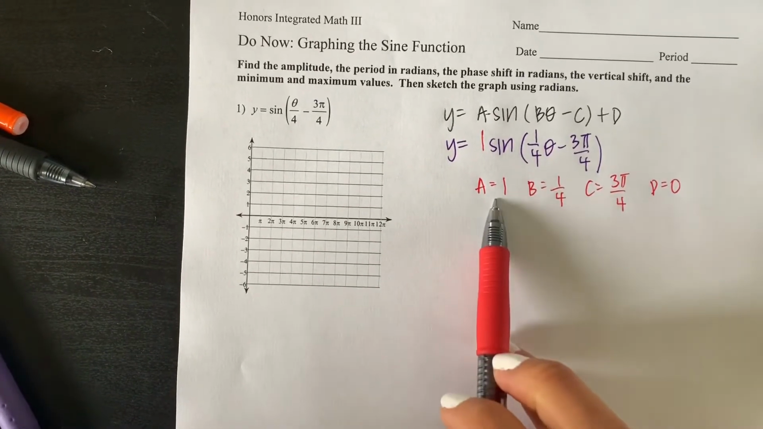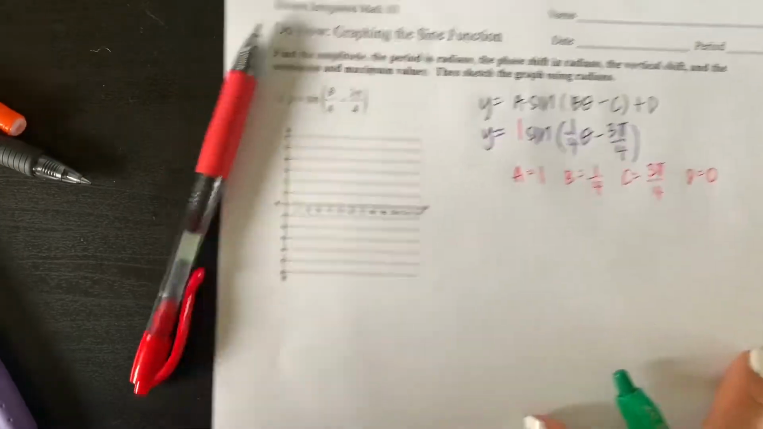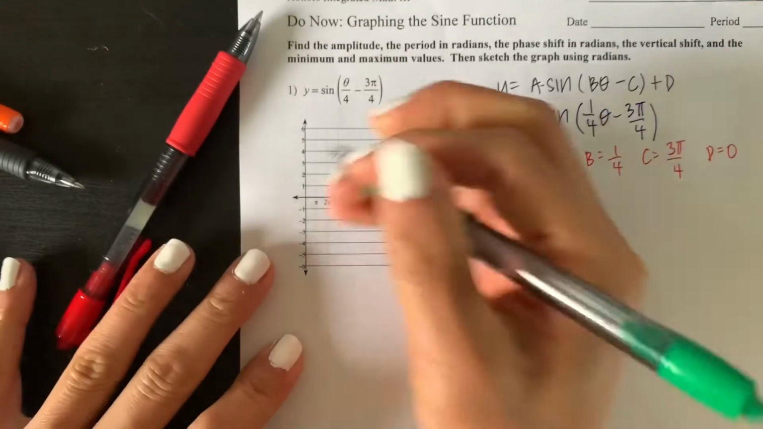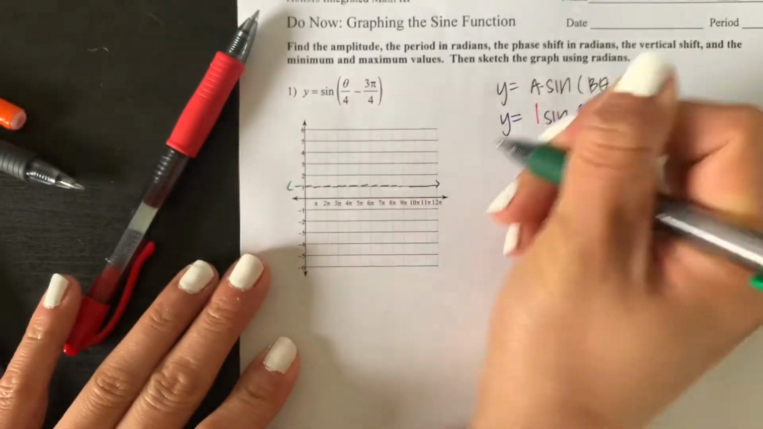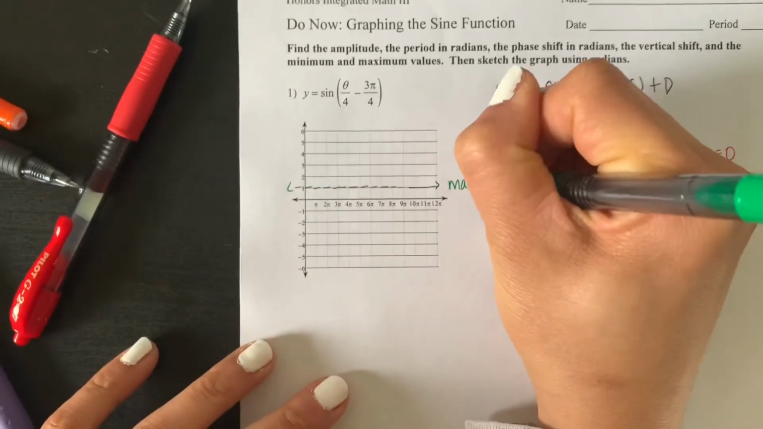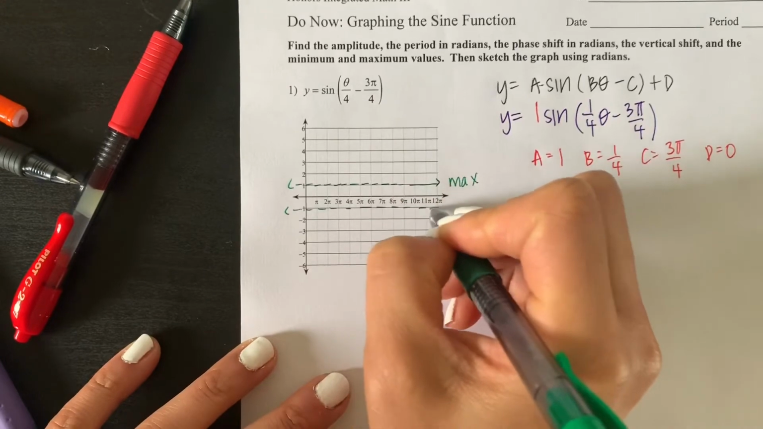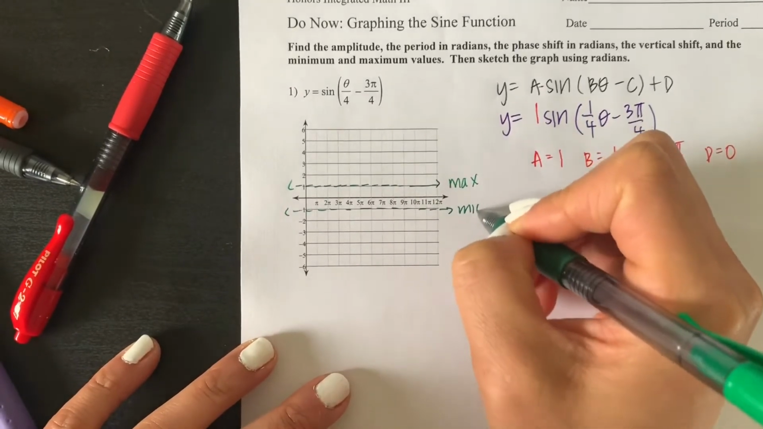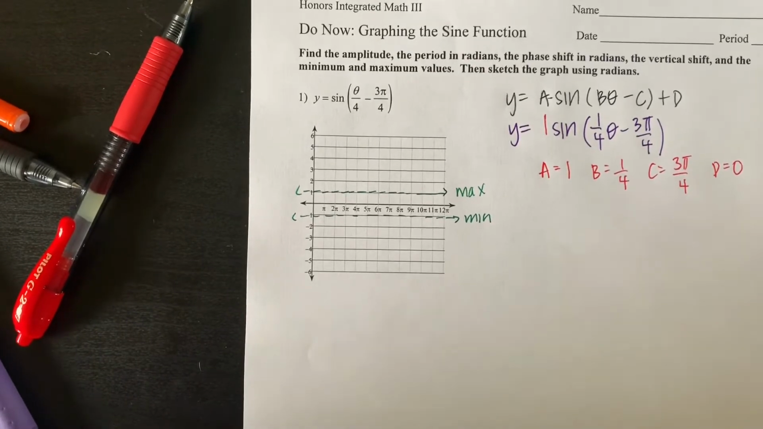So let's use our amplitude. Our amplitude is 1, so I know the top of my sandwich is going to be at +1. And that is my maximum. The bottom of my sandwich is going to be -1, which is my minimum. And I know my graph is going to be sandwiched in between those two lines.